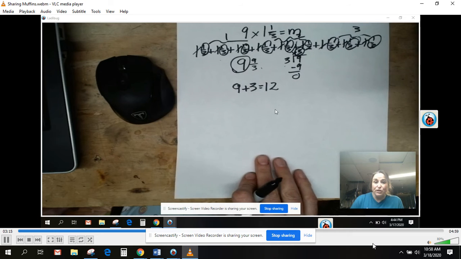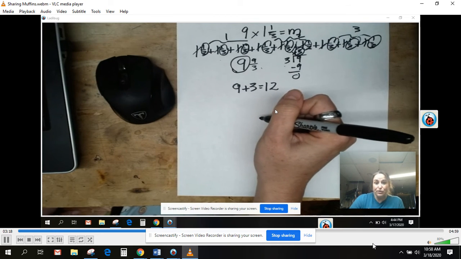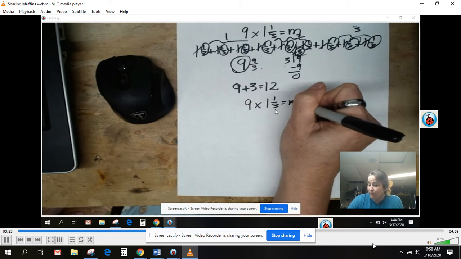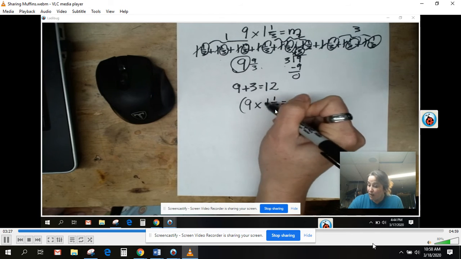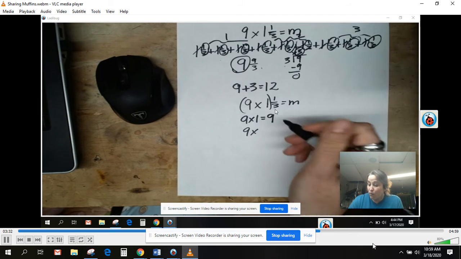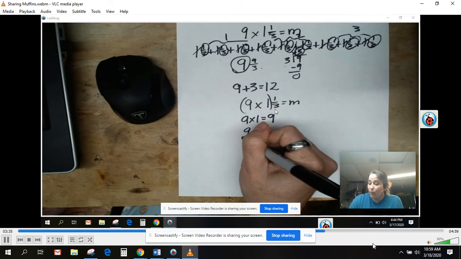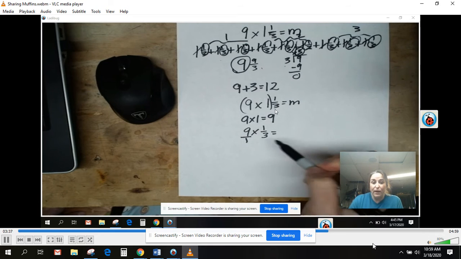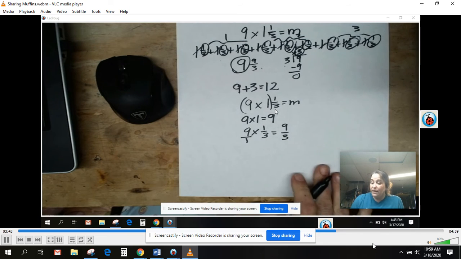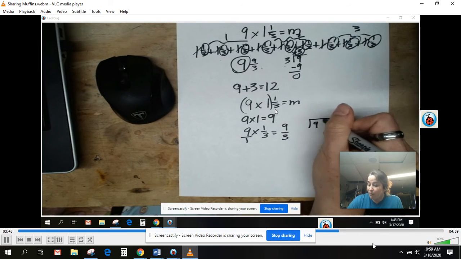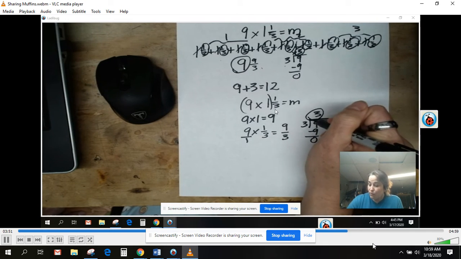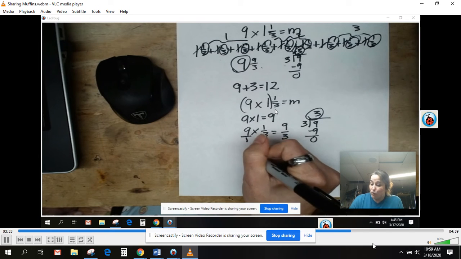Now to see that in the multiplication piece, without repeated addition, I know that I have 9 groups of 1 and 1/3 equals m. So then I can go through and multiply my whole first. So 9 times 1 equals 9. Then I'm going to multiply 9 times 1/3. I can represent my whole as a fraction and multiply through. So 9 times 1 is 9, and 1 times 3 is 3. Again, if you need to check, you can take your numerator and divide by your denominator. 3 times 3 is 9, so 3 wholes. So again, I know that I'm sharing 12 total muffins.